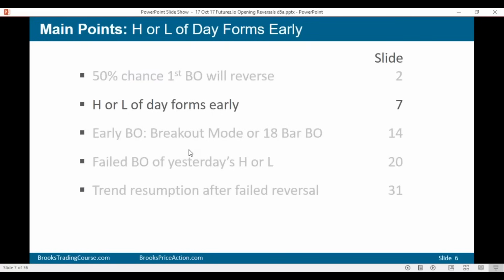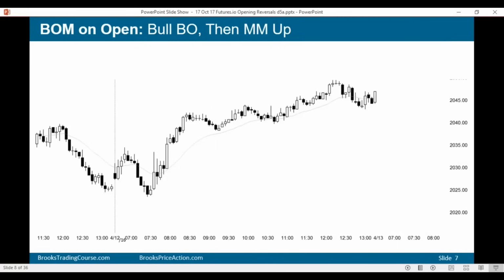I'm always paying attention to the high or low of the day, and it usually forms early, as I said. Again, this is a breakout mode pattern. After the first bar, we went above the first bar and reversed down, and then we went below the first bar and reversed up. As soon as the market reverses up, then we're in breakout mode.